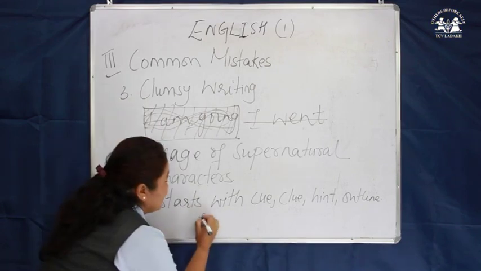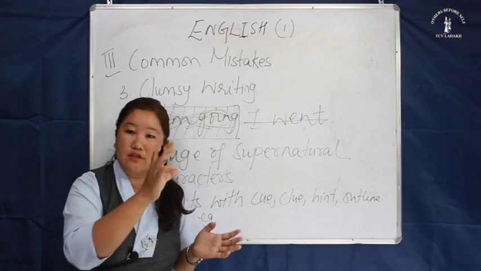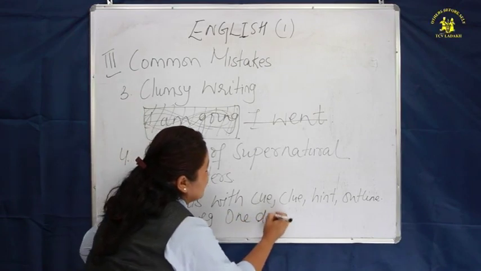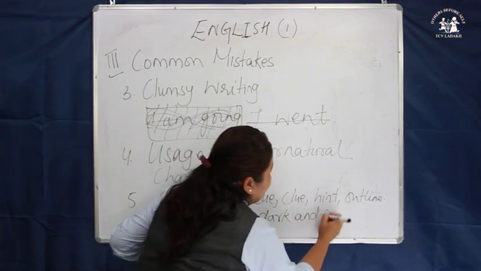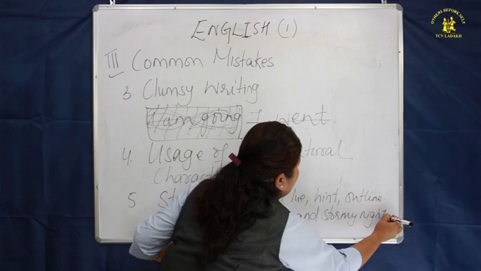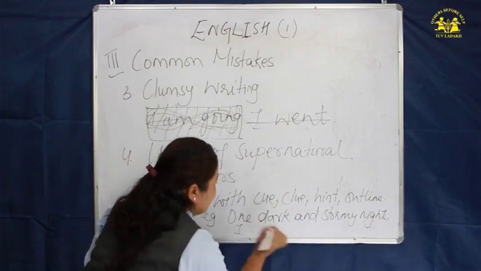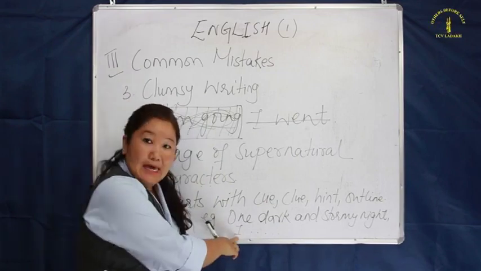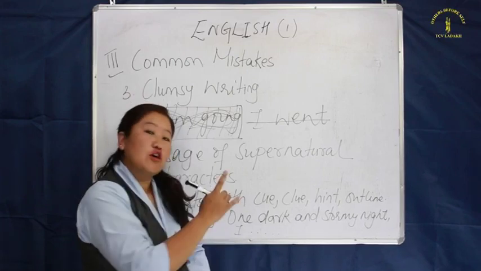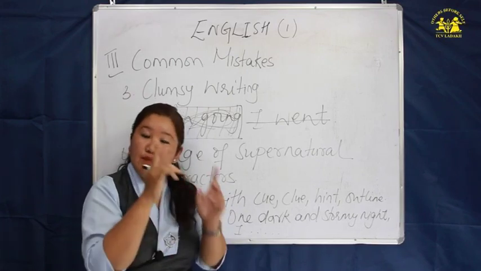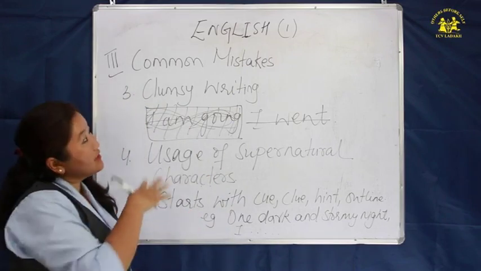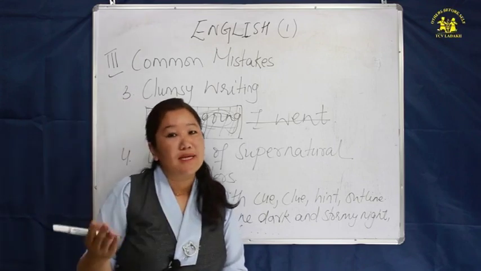For example, in the test you may have the beginning line like, one dark and stormy night, comma, I. This will be given in the question and you have to begin from there, starting from I, not start something of your own. When the clue is given, you have to use the cue. That's very important in your paper. All right, those are the common mistakes that our children normally repeat again and again.